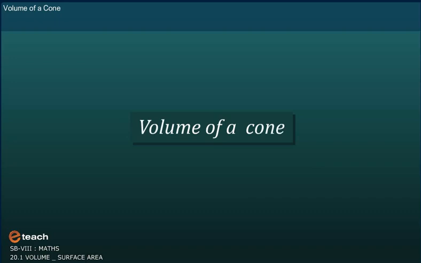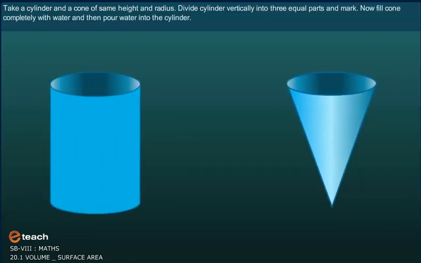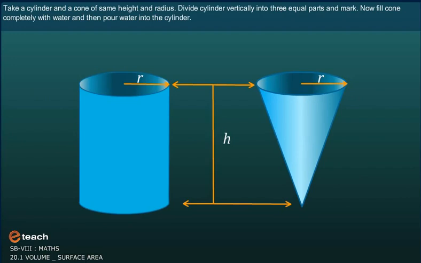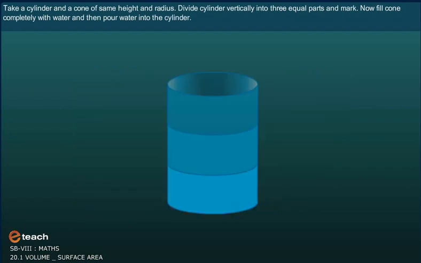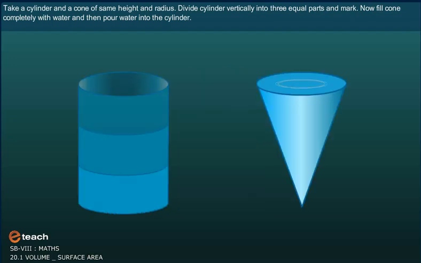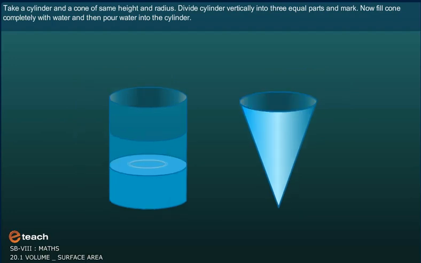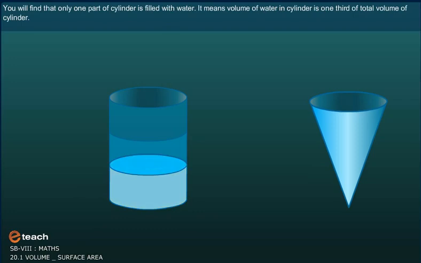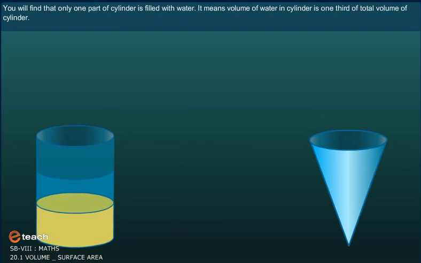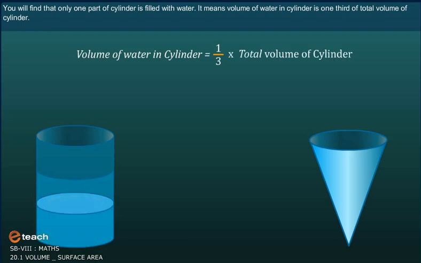Volume of a cone. Take a cylinder and a cone of the same height and radius. Divide the cylinder vertically into 3 equal parts and mark. Now fill the cone completely with water and then pour the water into the cylinder. You will find that only one part of the cylinder is filled with water. It means the volume of water in the cylinder is 1/3 of the total volume of the cylinder.